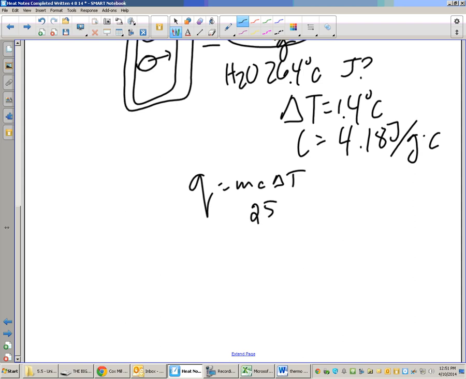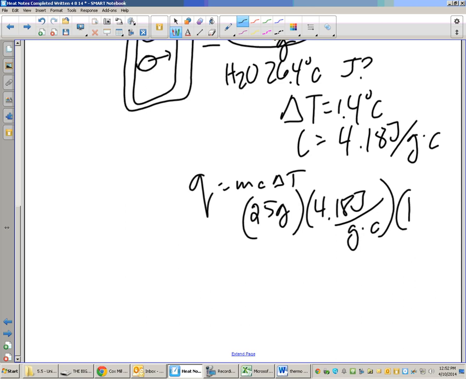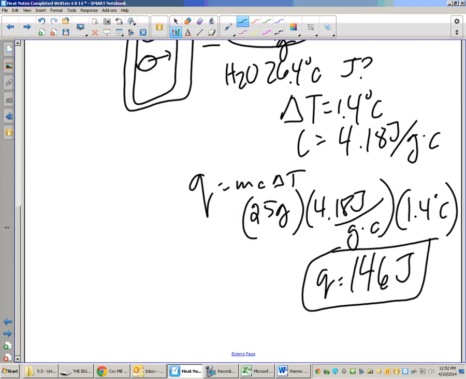Mass was 25 grams. C is 4.18 joules per gram degree C. And 1.4 degrees C was our temperature change. So 104, 105, 146. That's close. 146 joules is released from the pebble. Any more?